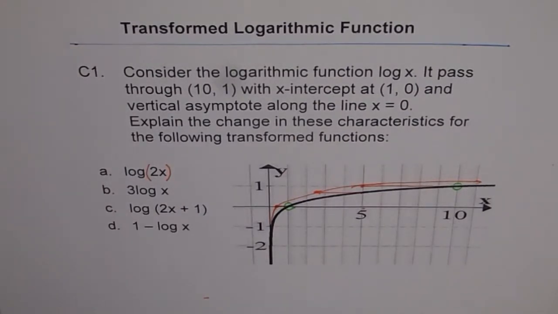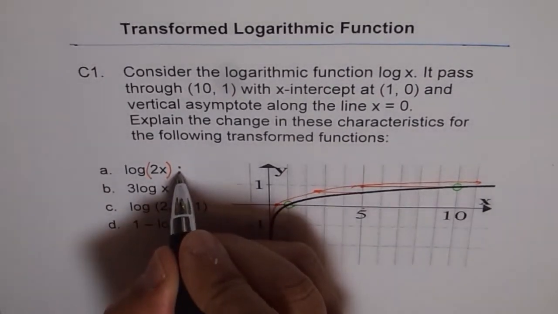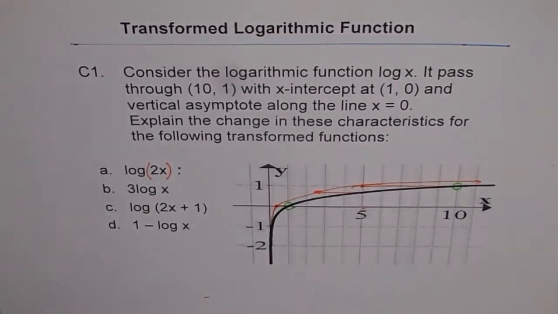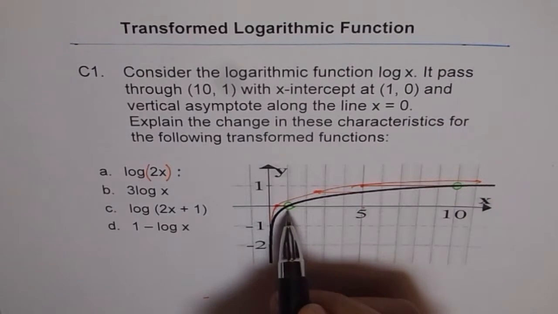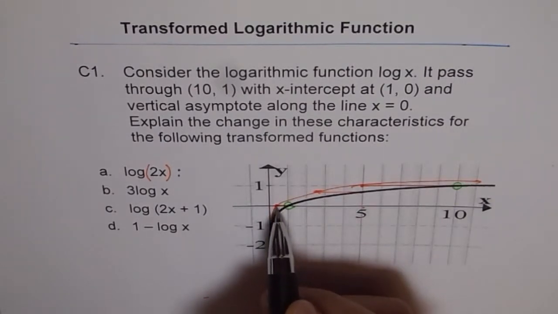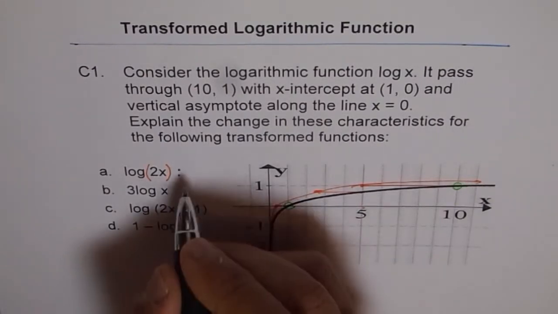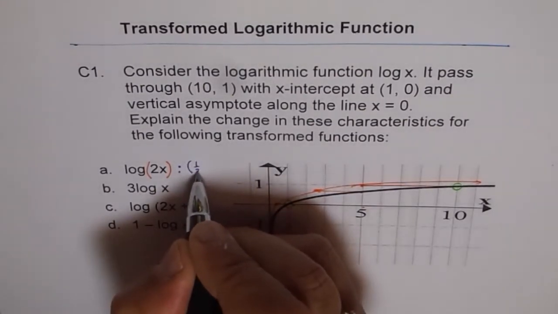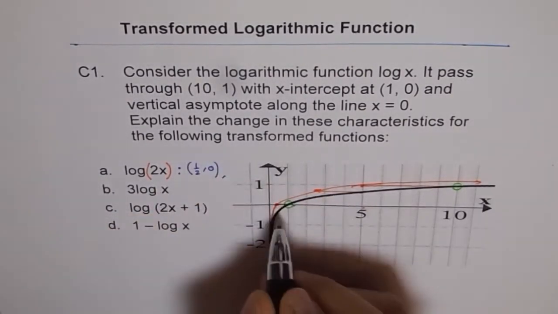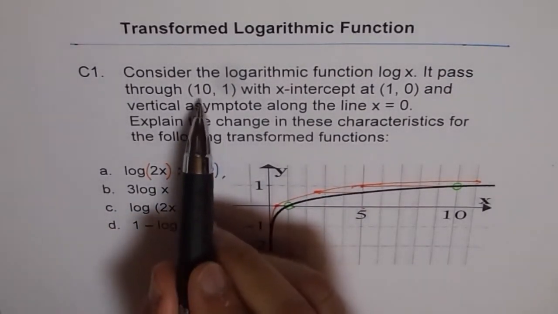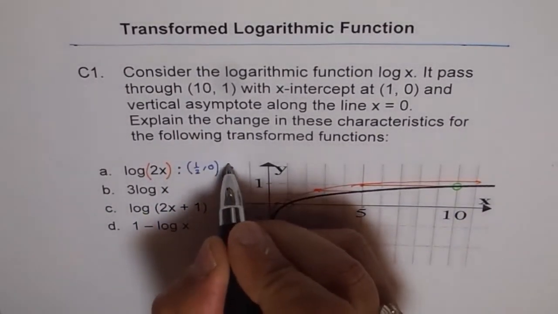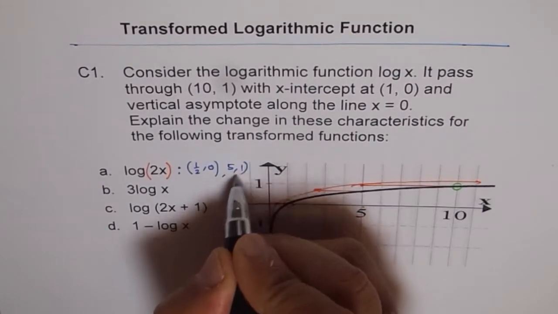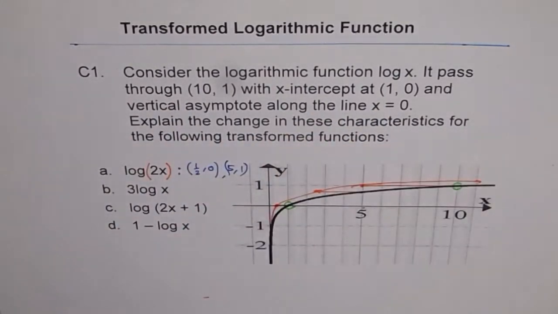But what changes? I will write down the values which change here. With respect to these points, the x-intercept, which was at (1, 0), comes to (1/2, 0). So one point is (1/2, 0), and that is the x-intercept, correct? And the other point, which was at (10, 1), actually moves inwards, and we can see that point at half the distance. So the x values change. That is what is happening.